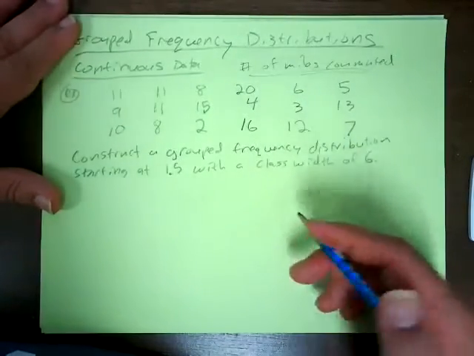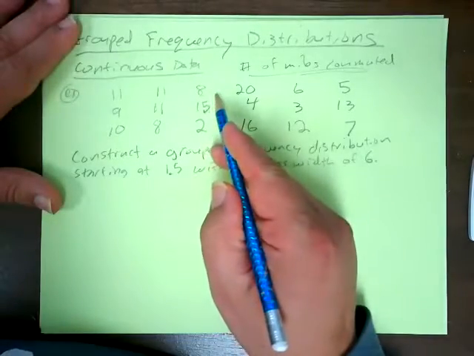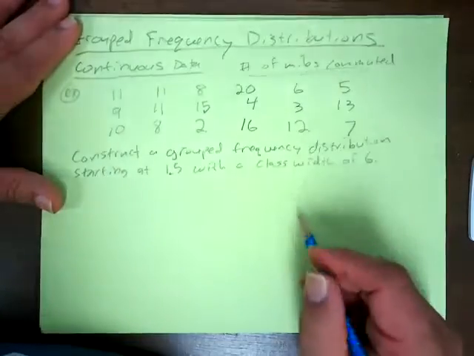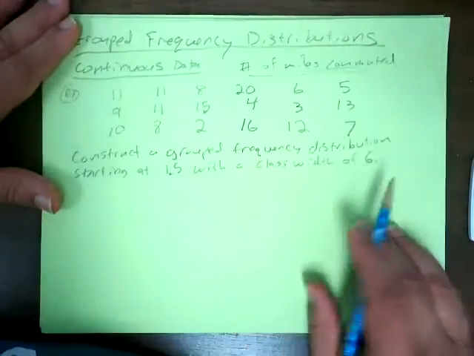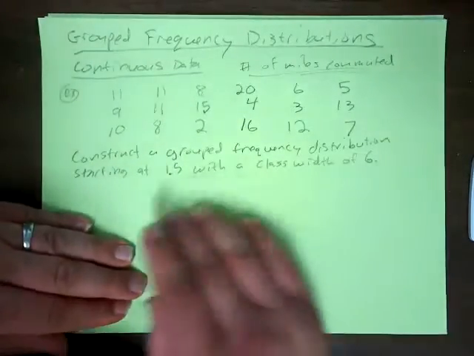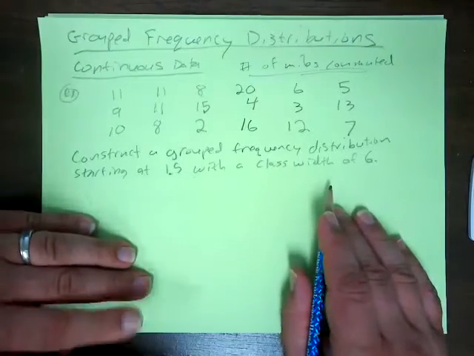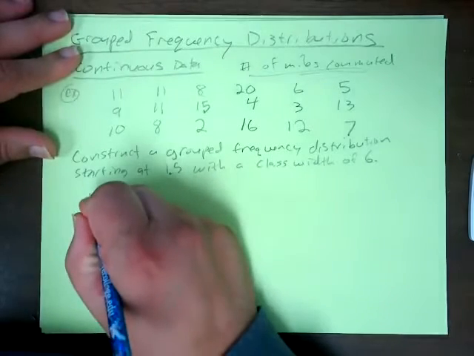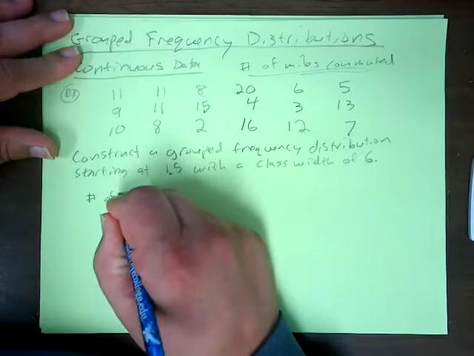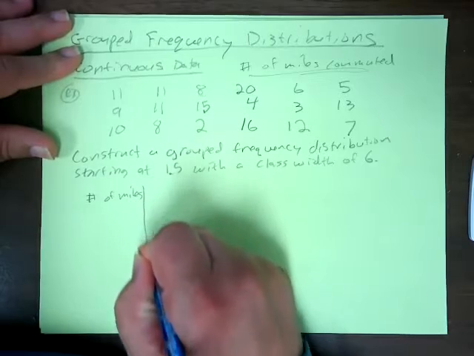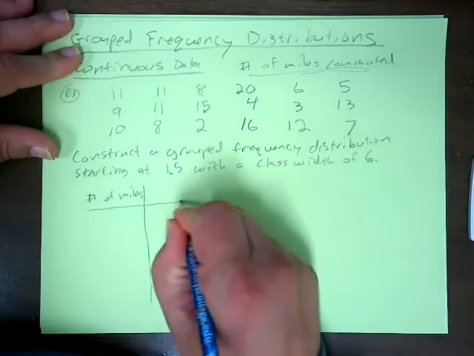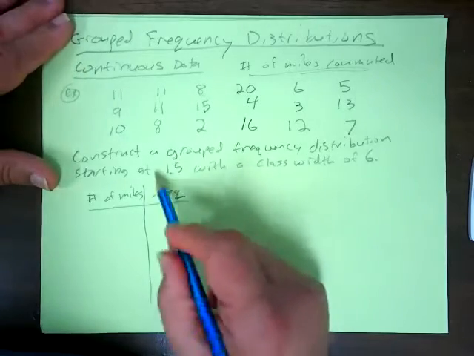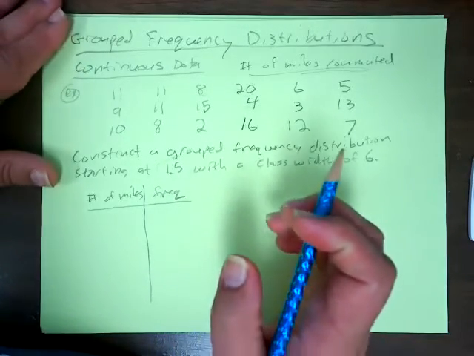This is the number of miles commuted, which is a continuous variable. So technically they could measure 8.5 or 8.7, 8.75. However they want to do it, they can measure to however many decimal places. But we're going to be able to graph it using a grouped frequency distribution. So I'm going to have number of miles and frequency.